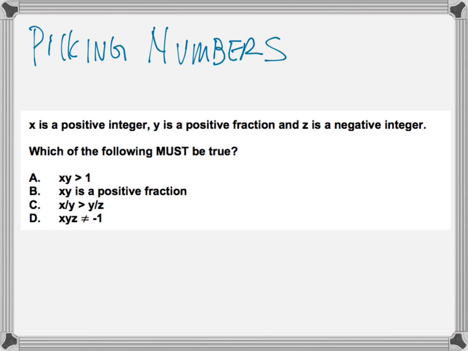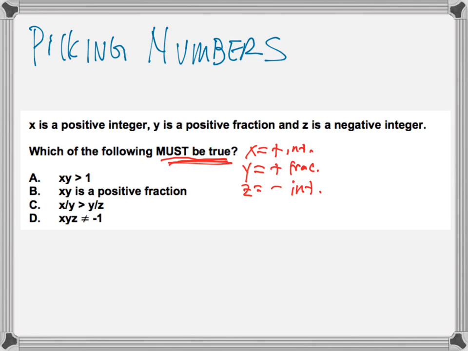So I have that x is a positive integer, y is a positive fraction, and z is a negative integer, right? Okay, so let's go through and try to basically disprove answer choices because we want to know what must be true, right? So does it have to be true that x times y is greater than 1?